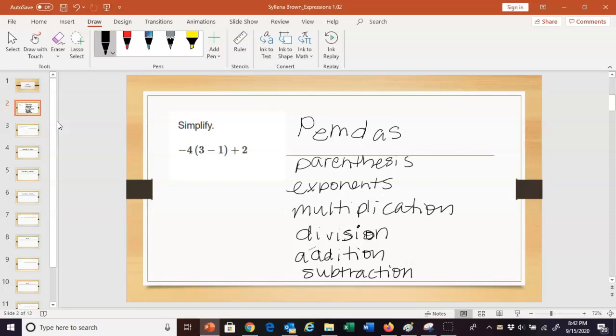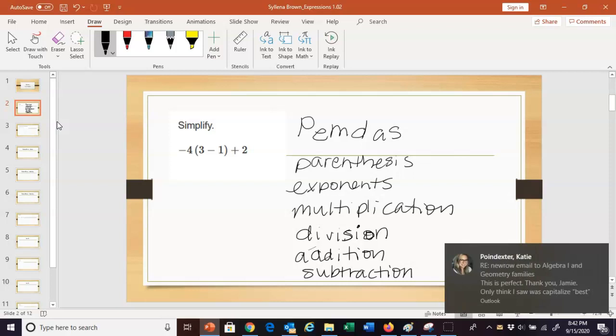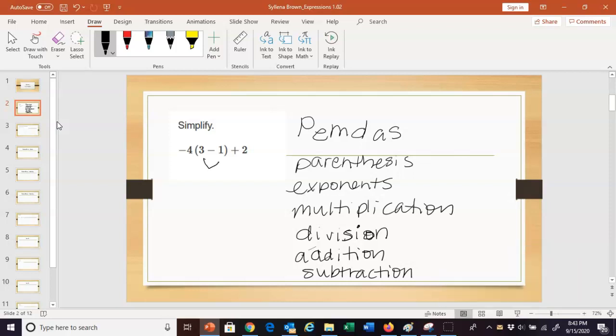All right, so for this example, we are going to start with parentheses. So 3 minus 1 here is 2. And I'm just going to bring everything down.